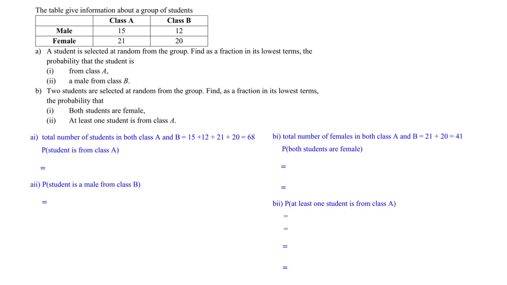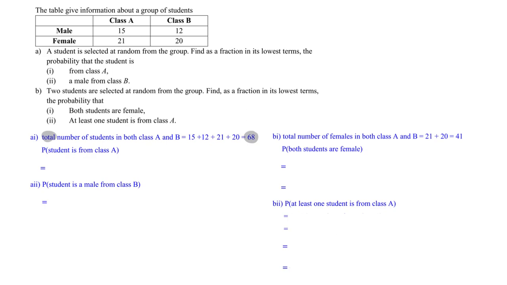Part A, we are going to select one student at random, find as a fraction in its lowest terms the probability that the student is from class A, okay? So this whole group, the most important thing I need first is the total number of students for this whole group. So I add all the numbers up and that gives me 68.